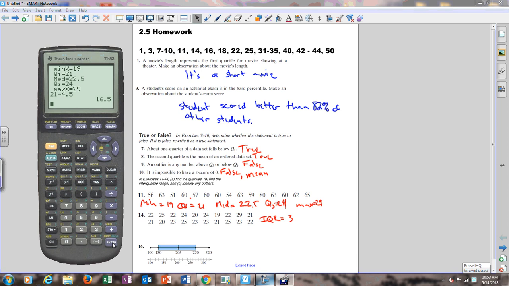Since our min is 19, there's nothing below that. Now we have to look for an outlier on the top side. So we take Q3, which is 24, and add 4.5 to that, and it gives you 28.5. Then, looking for any number that's bigger than 28.5, the only one is 29, so that's your only outlier.